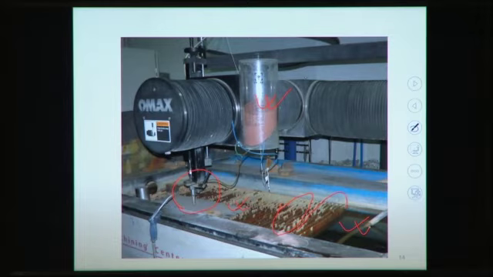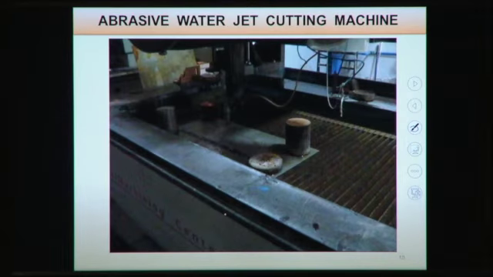The water chamber is here, and the abrasives through this pipe are mixing into this mixing chamber. Then the abrasive water jet comes through this nozzle with a very high velocity, and it does the machining action on the workpiece surface here. This is another view of the abrasive water jet machine. Here you can see the water chamber.